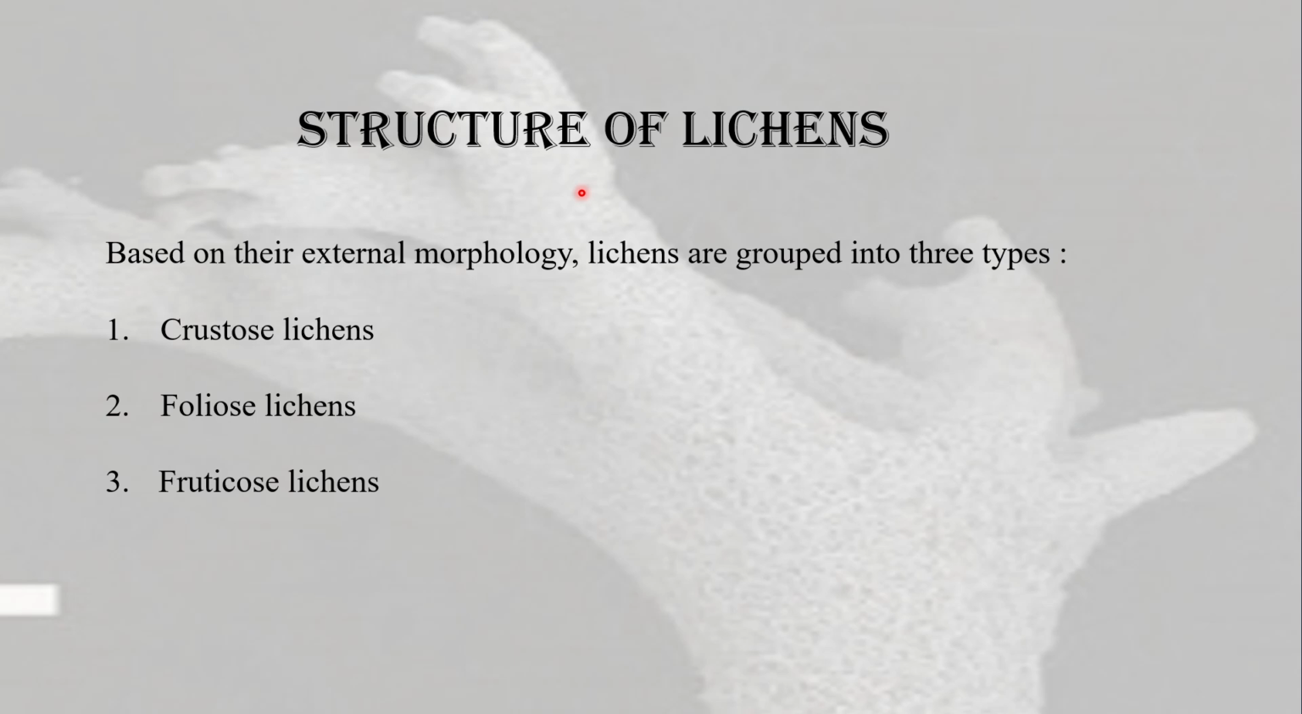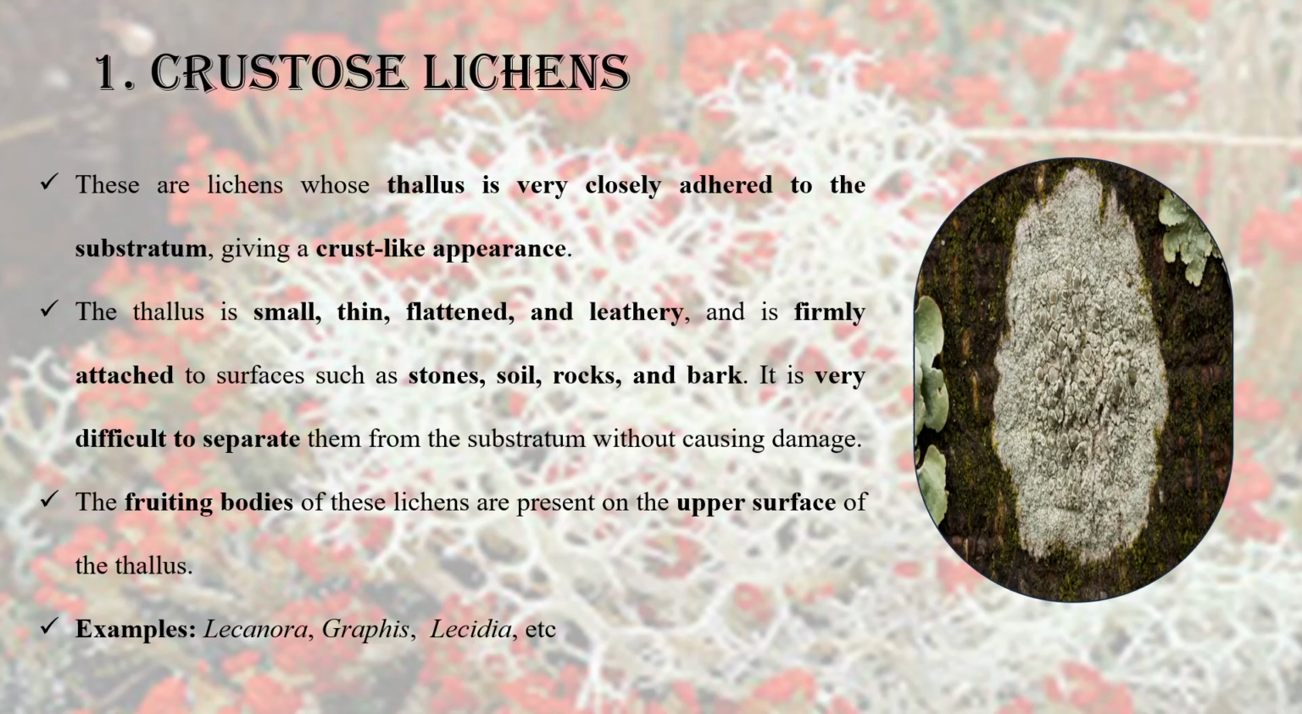Structure of lichens. The structure of lichens is classified into two, external and internal. External is based on morphology and internal structure is based on anatomy. First we see external morphology. Lichens are grouped into three types: crustose lichens, foliose lichens, and fruticose lichens.